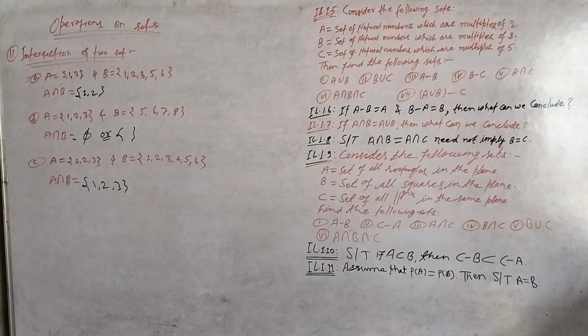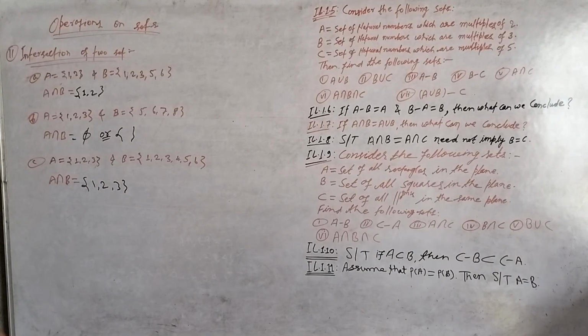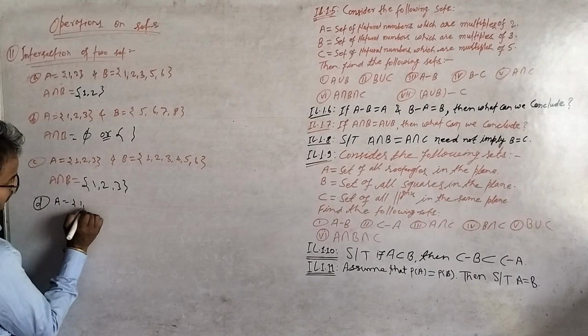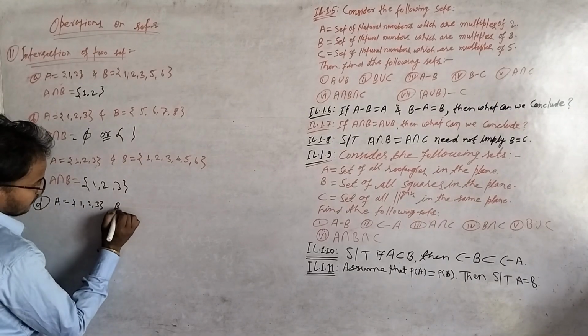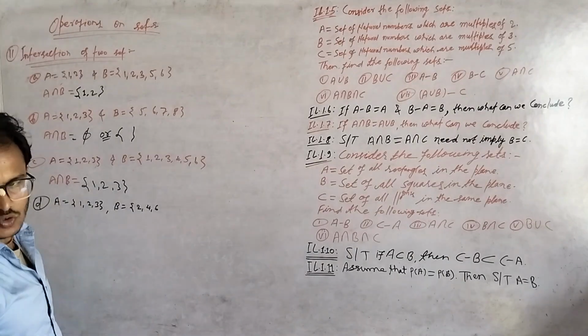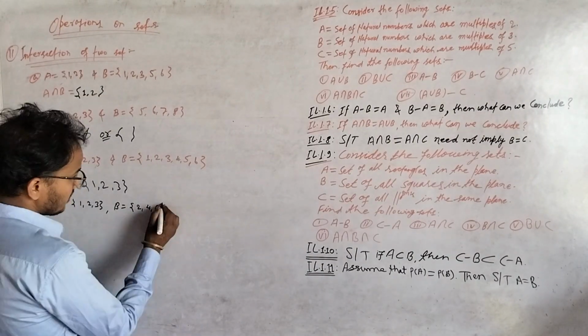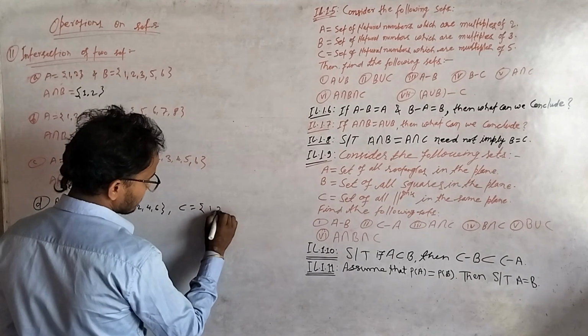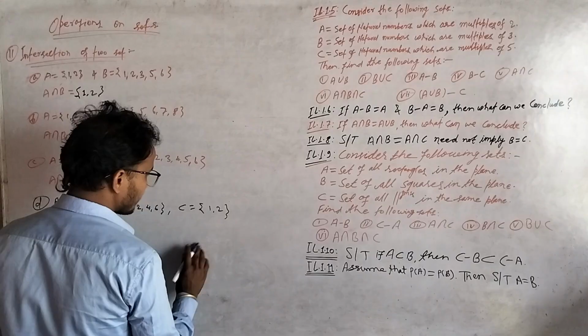Now we take one more example, a fourth example. Here we are given sets A {1, 2, 3}, B {2, 4, 6}, and C {1, 2}. A is the set {1, 2, 3}, B is the set {2, 4, 6}, and C is a third set {1, 2} which contains the elements 1 and 2.